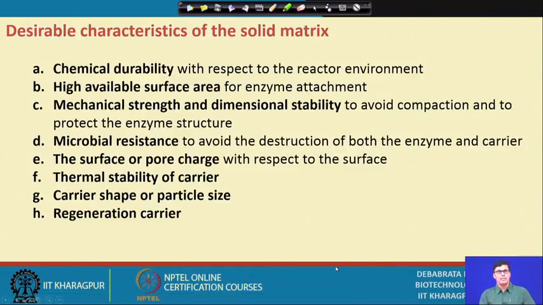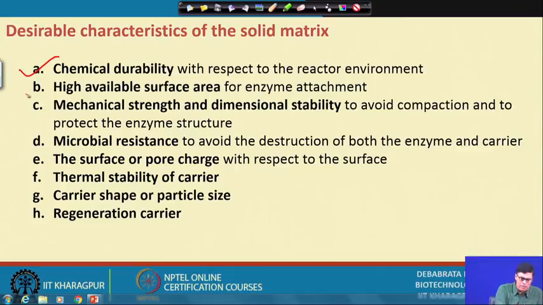Now, the question comes, what should be the desirable characteristics of the solid matrix? First, chemical durability. What do you mean by that? Suppose you want to carry out a reaction A to B. B is the new product, A is the substrate. Now, it should withstand both A and B. Otherwise, if degraded, that is undesirable.